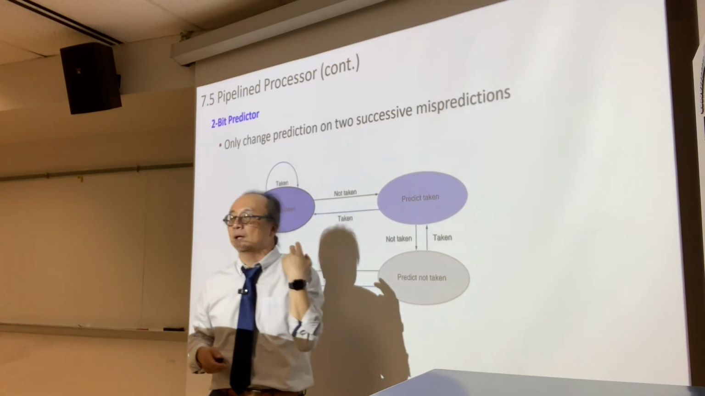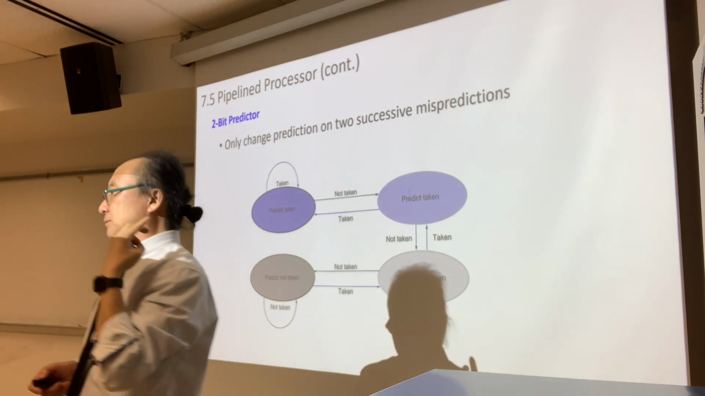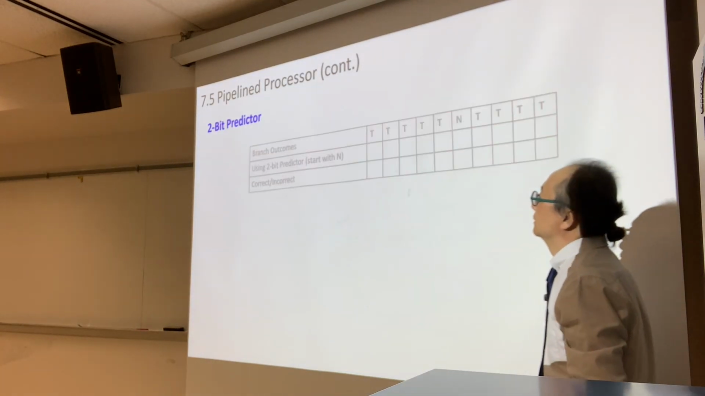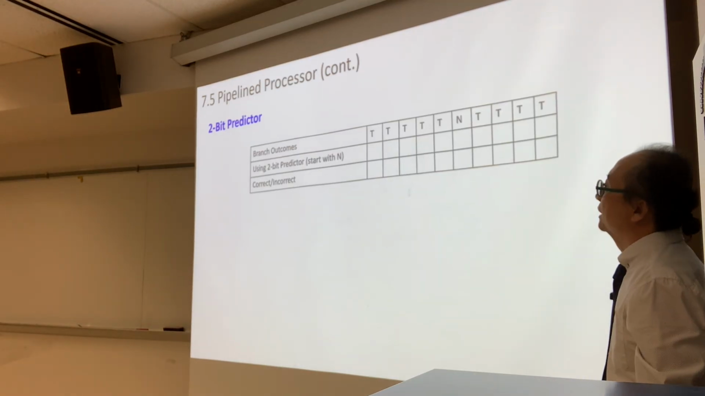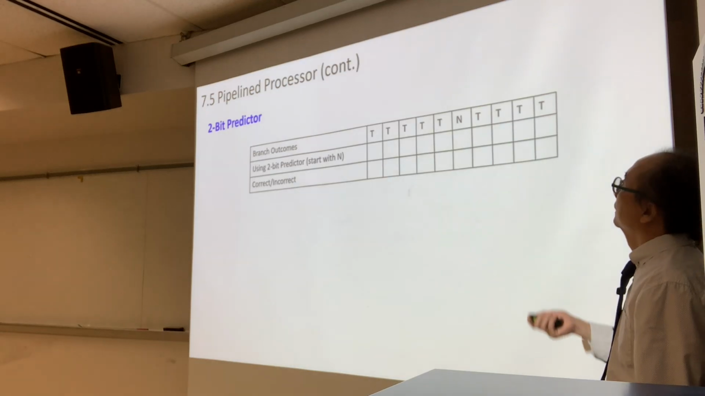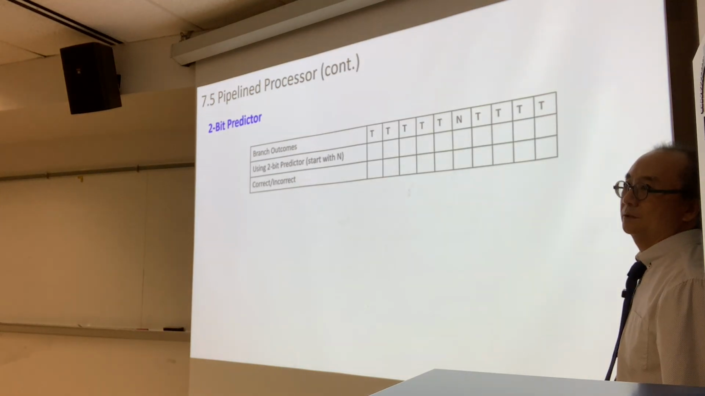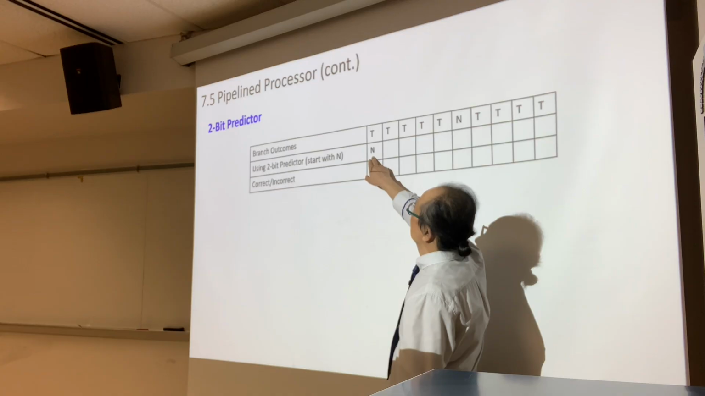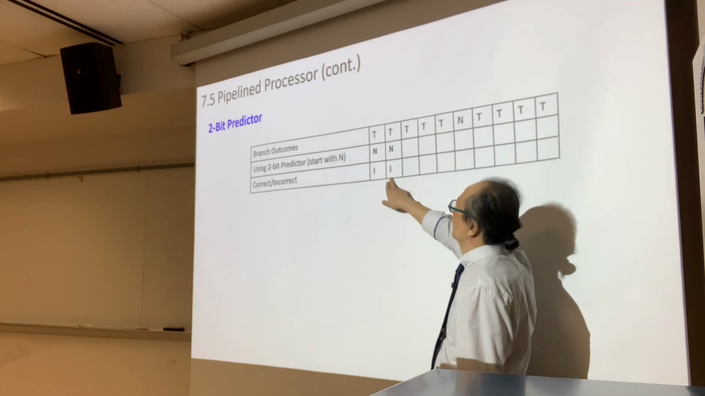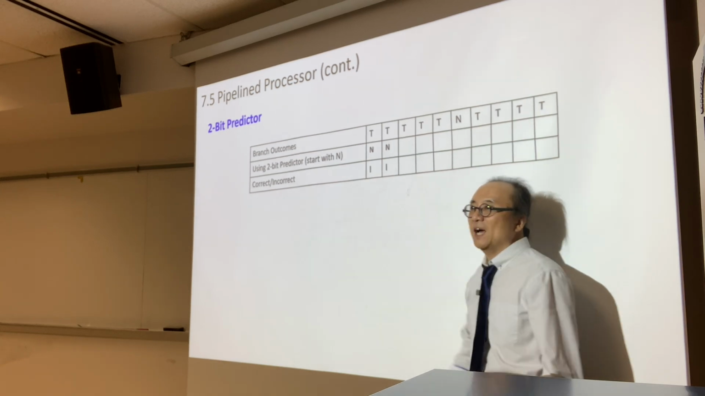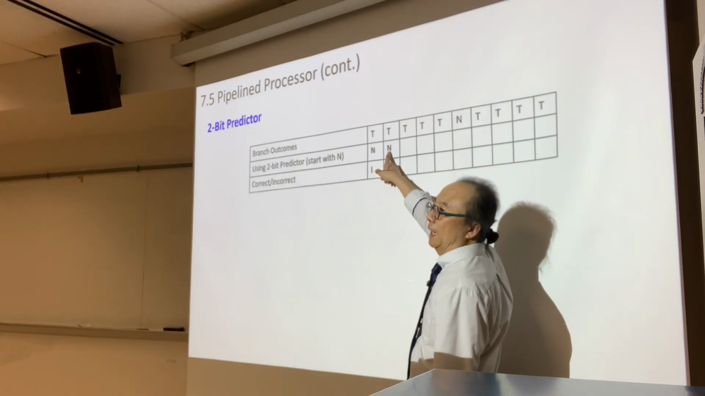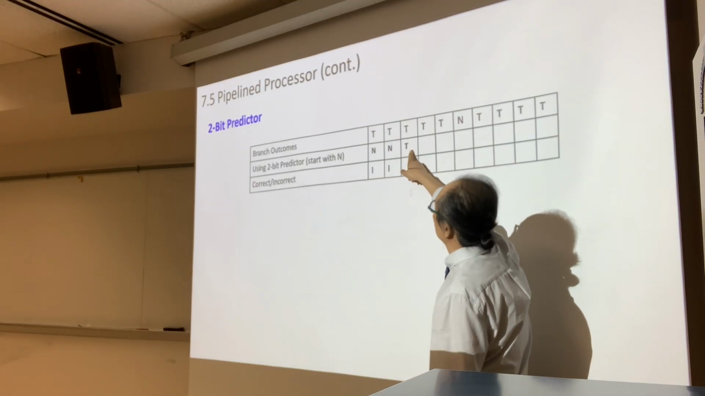So basically, until I guess wrong twice in a row, we're going to keep my decision. Okay? So let's do this. This time, I'm going to start with the N, not taken. And it's something like this. First prediction, wrong, incorrect. Still, I'm going to keep it. But now I have twice in a row, I predict wrong. Therefore, I need to change my prediction to taken.